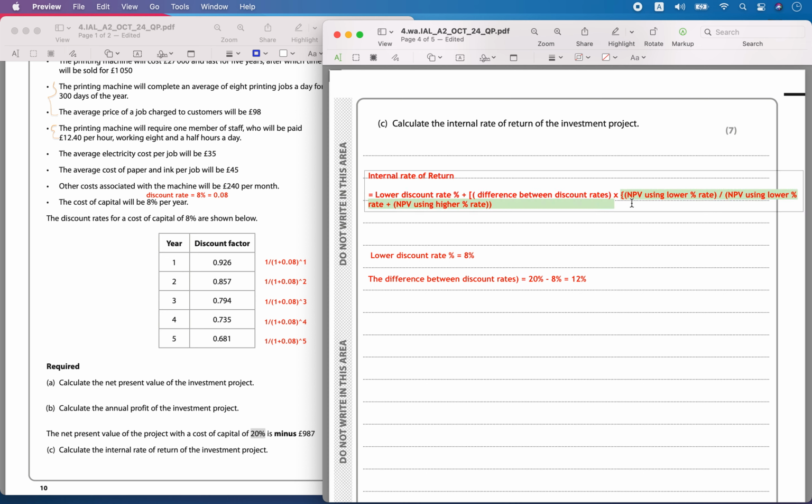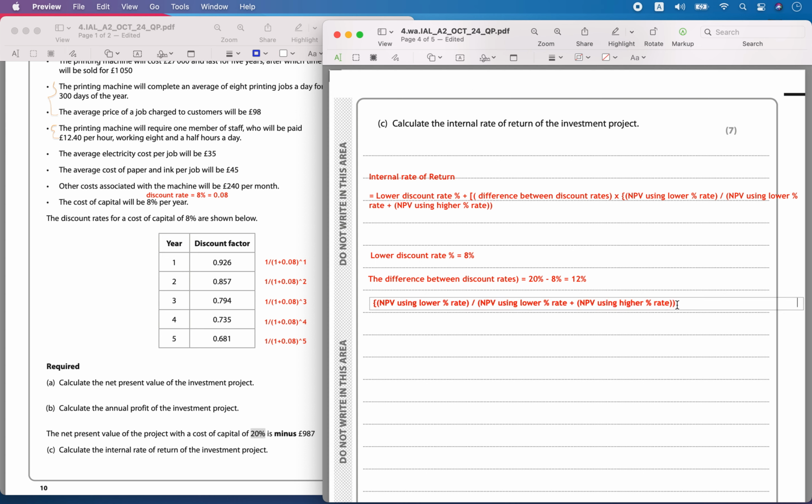Now this part of the formula we have to calculate NPV at the lower rate divided by the total NPVs. So that is equal to NPV at the lower discount rate, 8455, divided by 8455 plus they have given NPV at the higher discount rate is 987. So you add up and then you will get a value that is equal to 0.896.